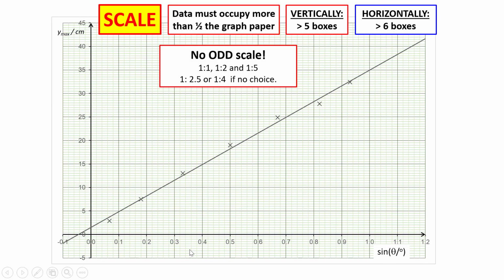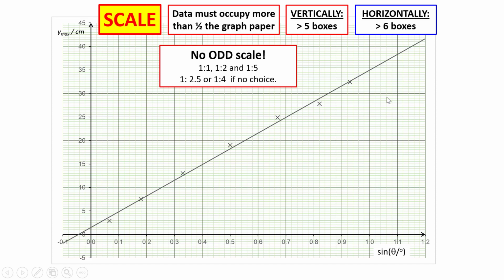Next would be the scale that we are marking for. Your data points must occupy more than half the graph paper. This means from your first point to your last point, it should occupy more than half horizontally and more than half vertically. Today we are using the normal graph paper, so usually you should count your graph paper. In this case, your normal graph paper has 12 big squares in this direction, and the shorter end has 10 small squares. Since I've orientated my graph paper in landscape mode, all my points should encompass more than 5 boxes vertically and more than 6 boxes horizontally.